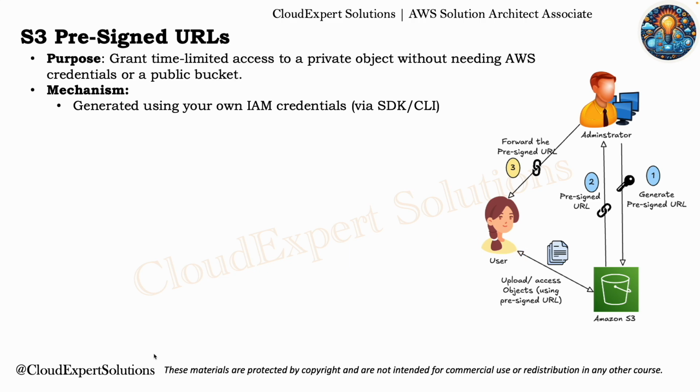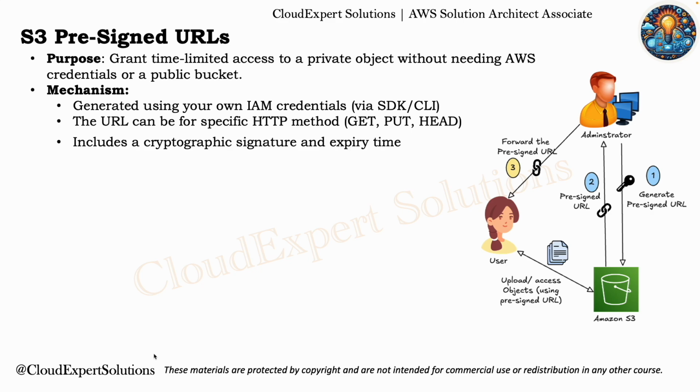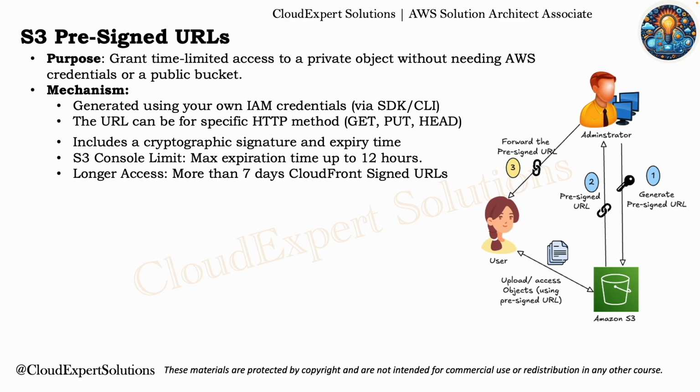While creating this pre-signed URL, you specify which action is allowed. That means a GET operation for download or a PUT operation for upload. You can also configure how long the URL will be valid, for example 1 hour or 15 minutes. If the pre-signed URL is generated through the Amazon S3 console, then the maximum expiration time is limited to 12 hours. But if you have any use case where you need longer than 7 days, then alternatively you can use Amazon CloudFront signed URL or signed cookie.